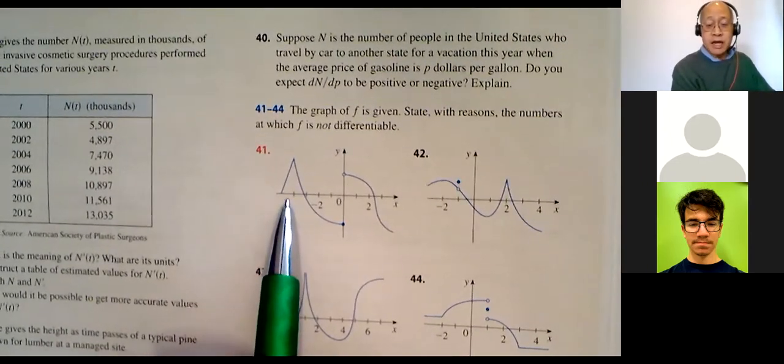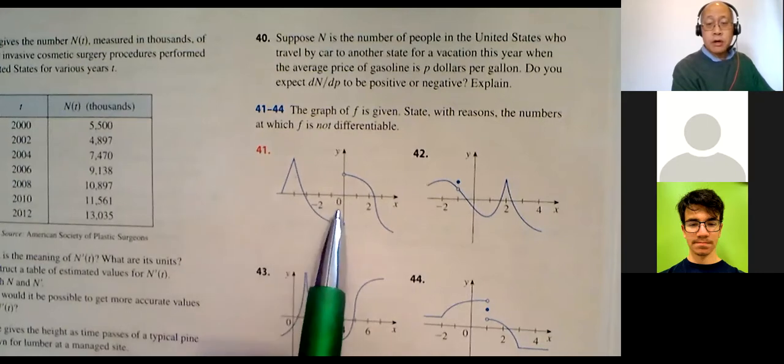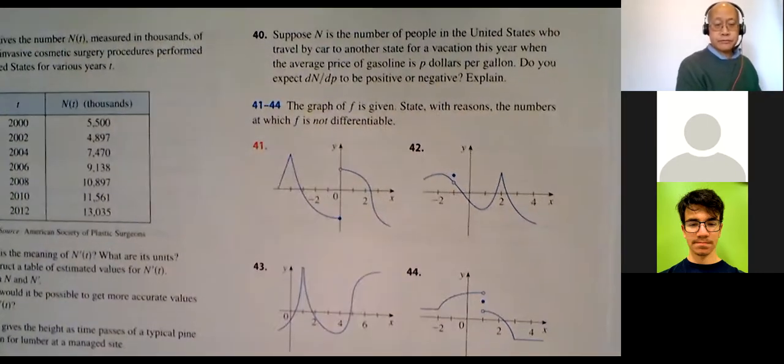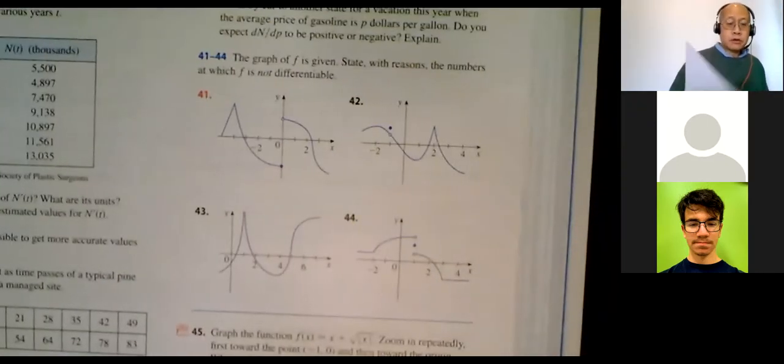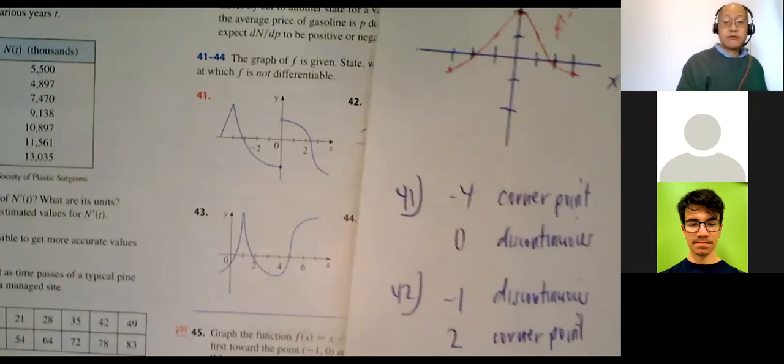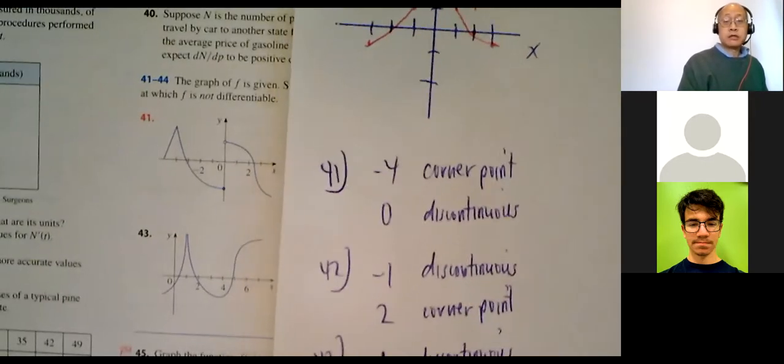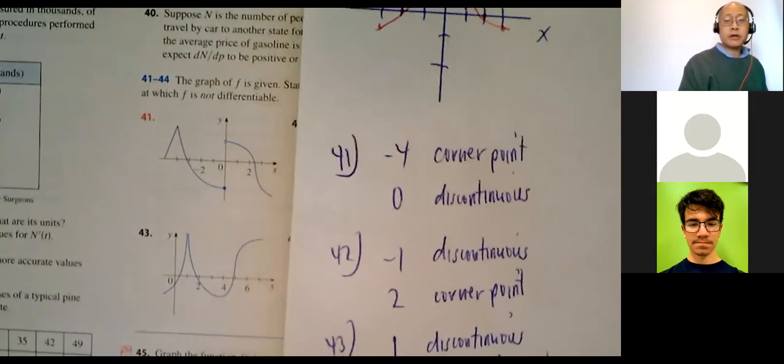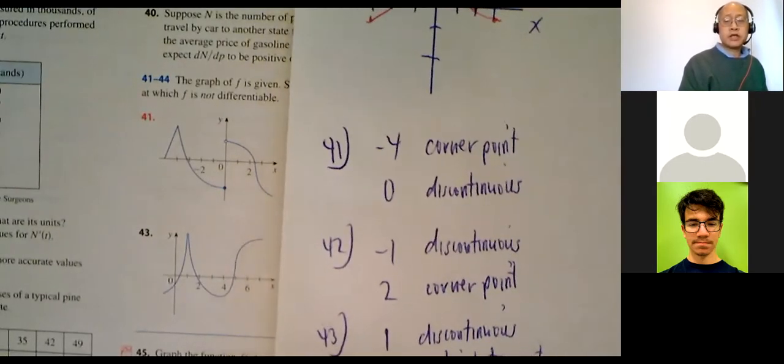Here I would say -4 and 0. And here are the reasons for 41. So 41, -4 is a corner point, and 0, the function is discontinuous.